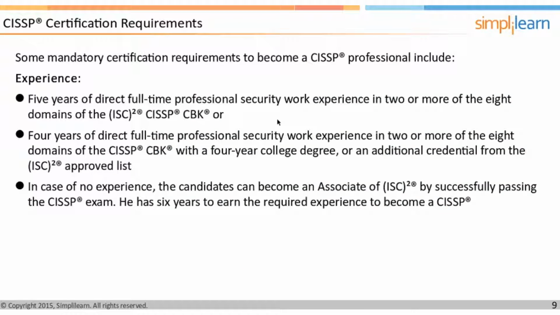So what are the requirements to become a CISSP? The experience is important, right? You need to have 5 years of direct full-time experience working in 2 or more of the 8 domains. That is important.